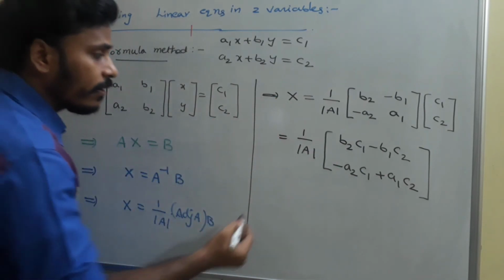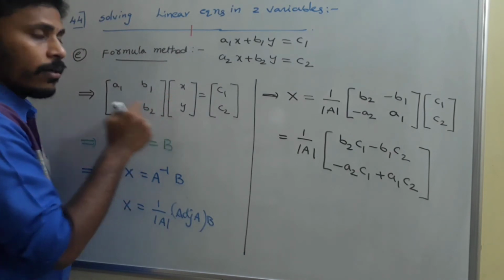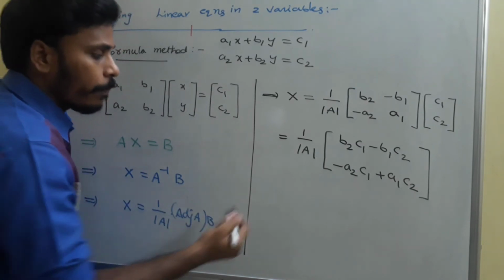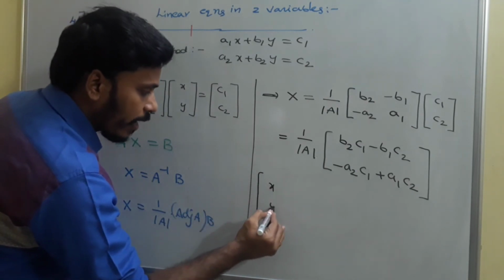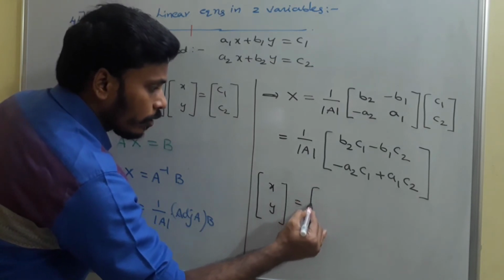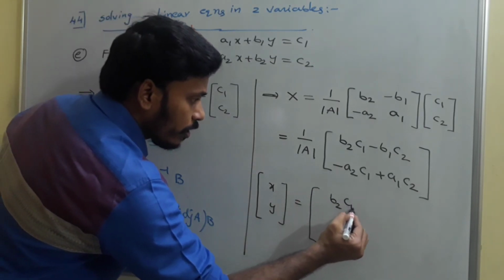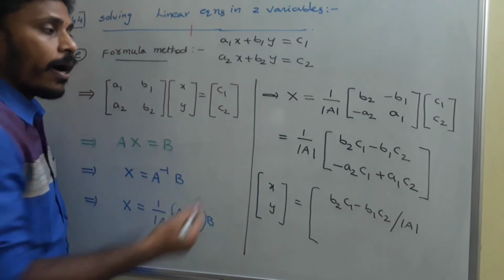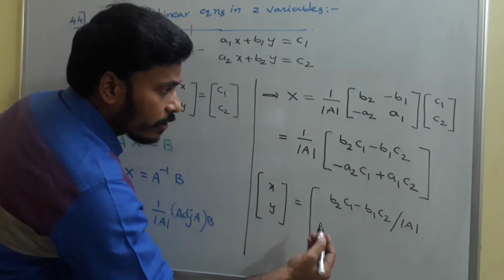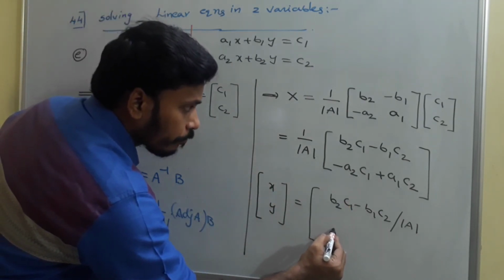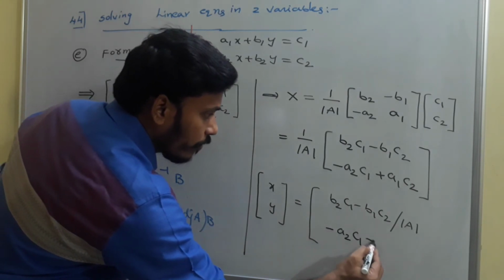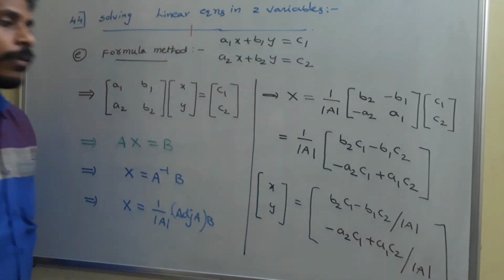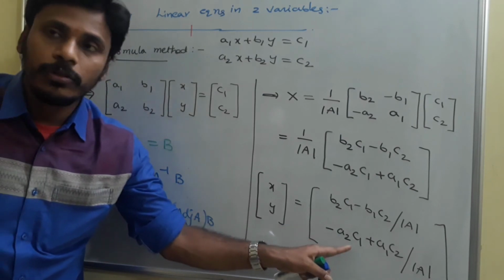And at the end we will rewrite this. This capital X is simply nothing but the variable matrix X and Y. When you equalize this variable matrix X, Y with this, then at the end the variable matrix X, Y is equal to the matrix: B2 C1 minus B1 C2 divided by determinant of A, and for the next one, minus A2 C1 plus A1 C2 divided by determinant of A. So this variable matrix XY is equal to that matrix.